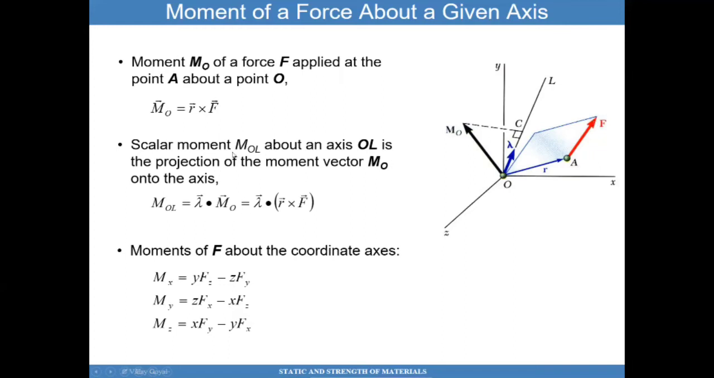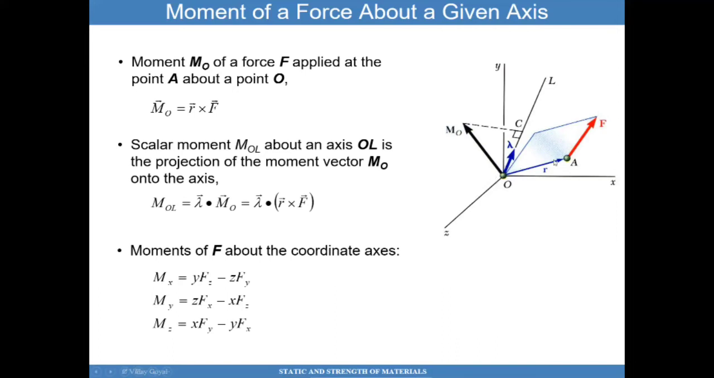But if I want to calculate the moment about axis OL, what I need to do is project this moment I calculated about O onto the axis along L. So I need to find the unit vector first, and then I can project M onto this axis. That is the approach to do the problem. It's a very simple process.